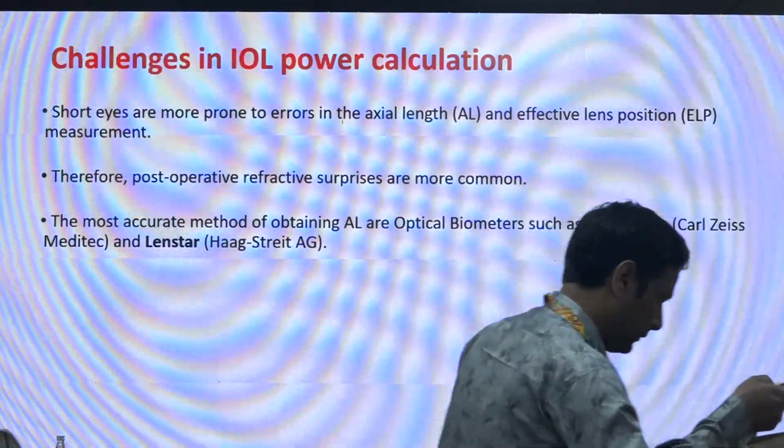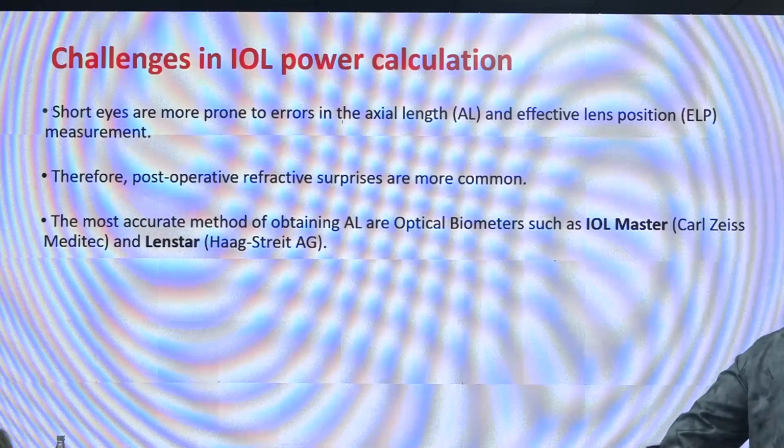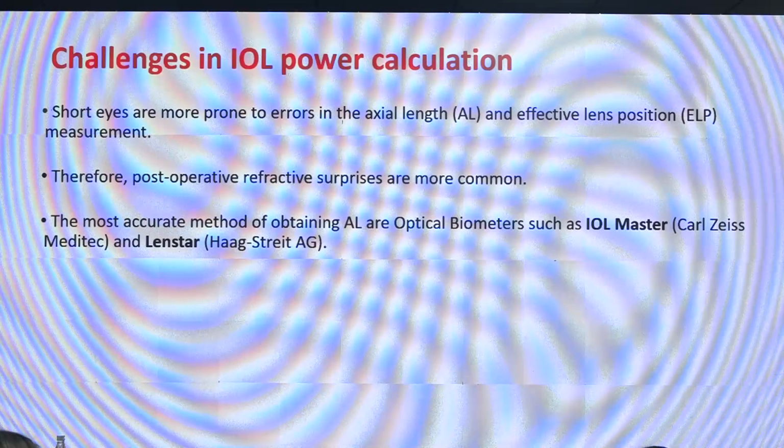Then there are challenges in IOL power calculation also. Short eyes are more prone to errors in axial length and effective lens position measurement. Therefore, postoperative refractive surprises are more common. So the most accurate methods of obtaining AL are the optical biometers if you have availability, like the IOL Master and the Lenstar.